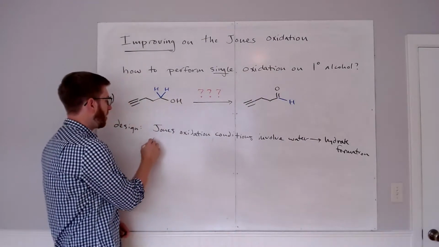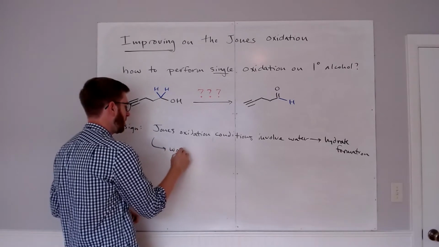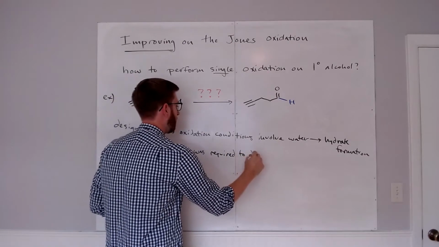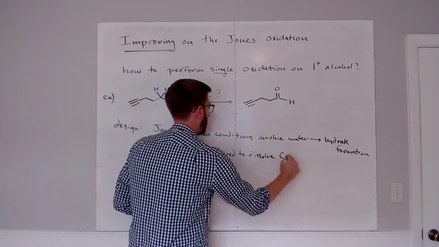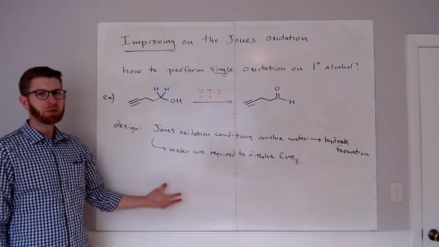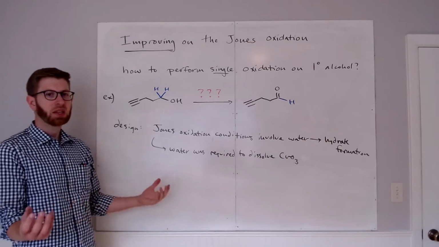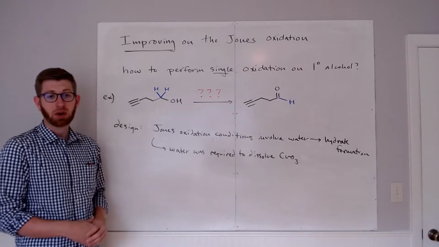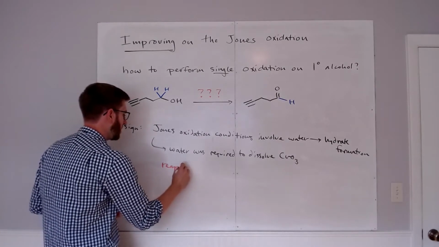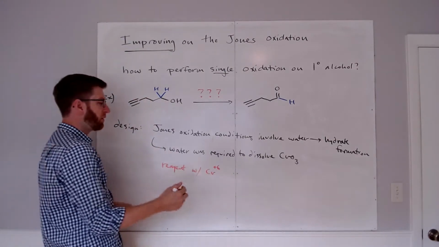And then I want to think about, well, why would I have water in there in the first place? Water was required to dissolve the chromium trioxide. So when I look at this, it seems to me that if I want to keep chromium +6 as the electron poor piece that gets reduced and drives the chemistry that I want to do, I need a reagent that contains chromium +6 that is soluble in organic solvents.